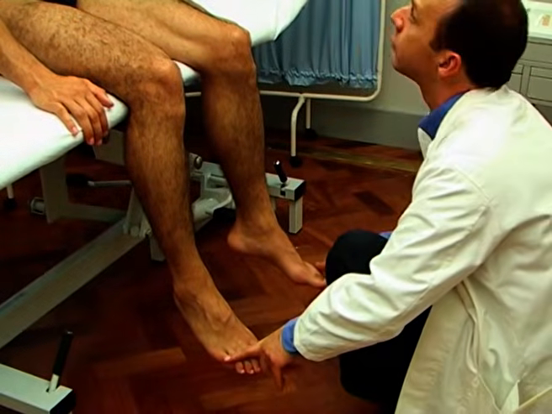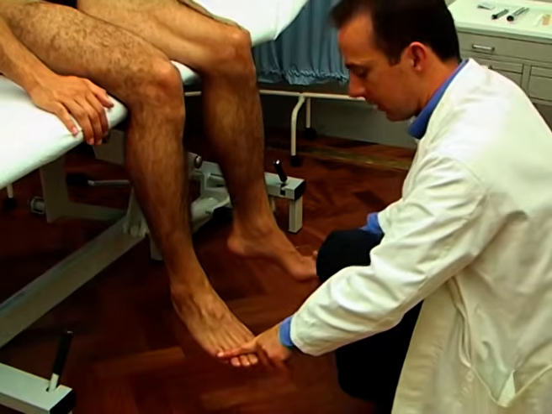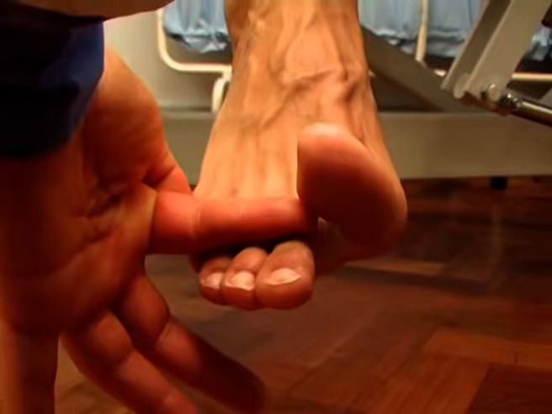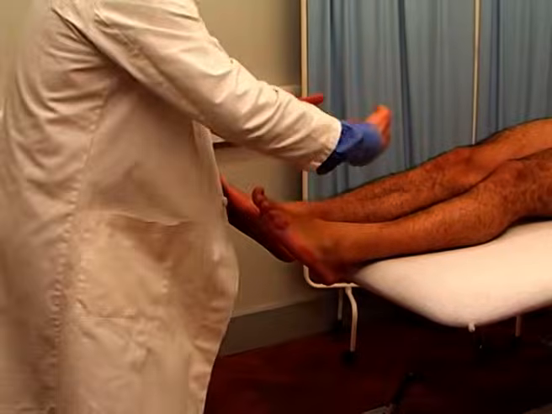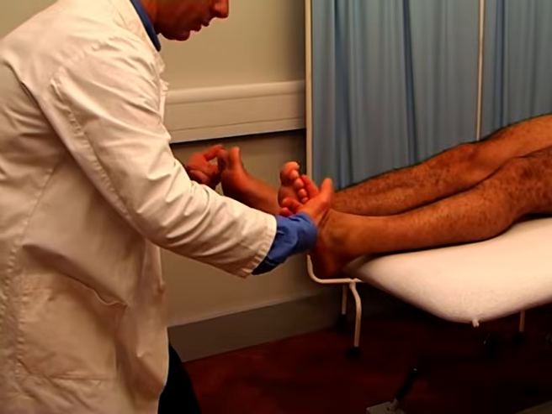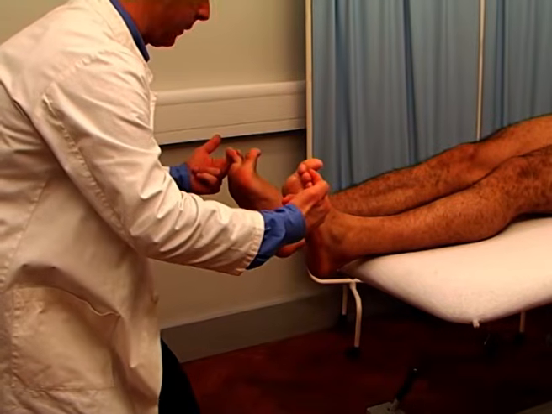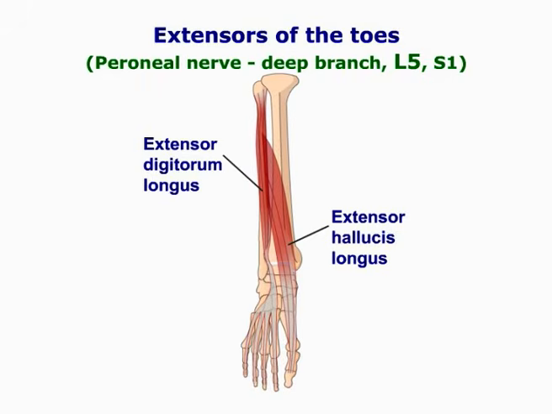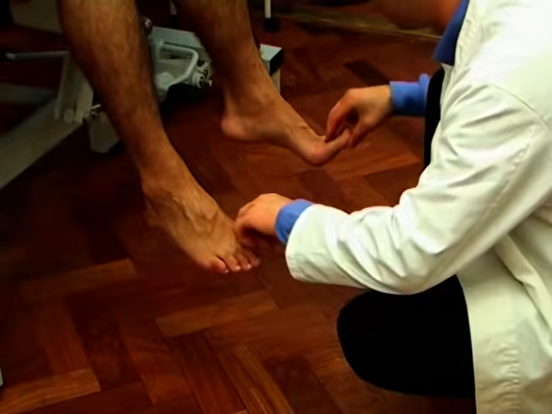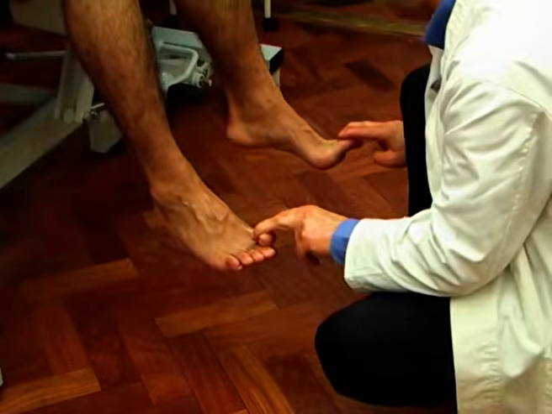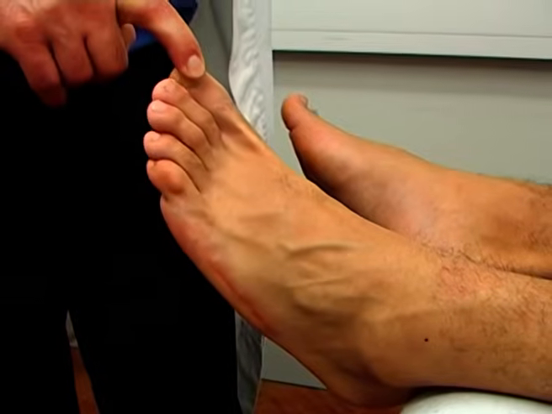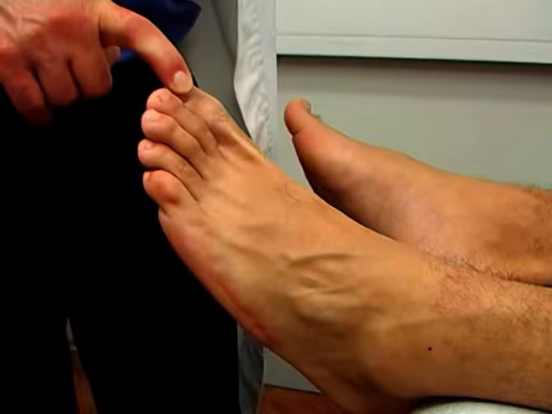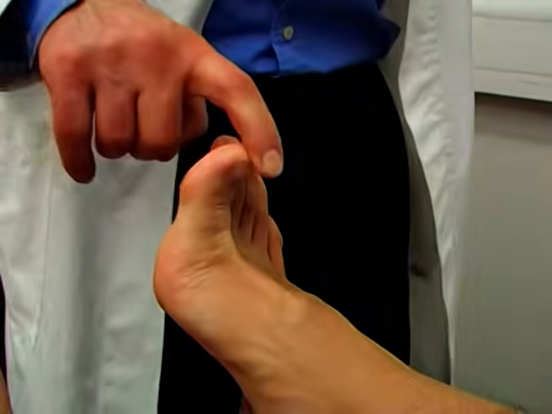Extension of the toes, extensor digitorum, the common peroneal nerve, a branch of the sciatic nerve, from L5 and S1. Hold your toes upwards and resist me. Just your toes. That's it. That's fine. Extension of the big toe, extensor hallucis, the deep peroneal nerve, a branch of the sciatic nerve, from L5. Fine.